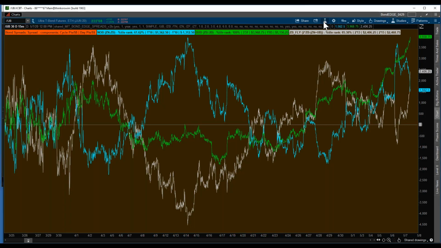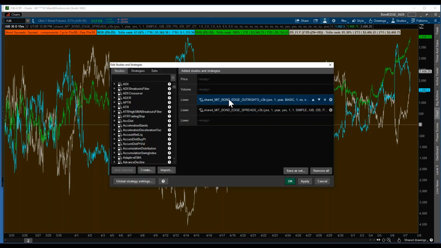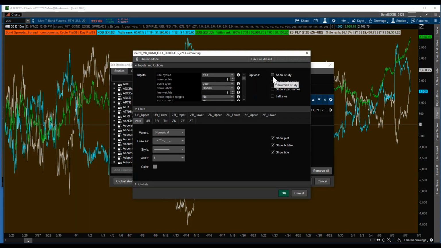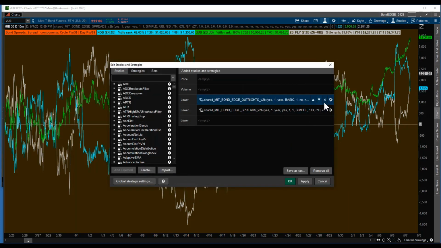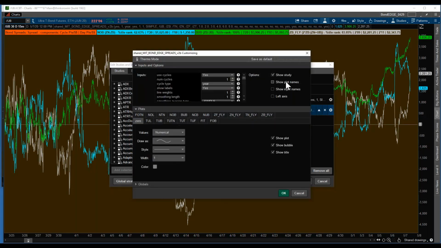Bond Edge: outrights, spreads. I'm not looking at outrights and I'm not showing this study. Spreads, I am looking at this one. I am showing this study.